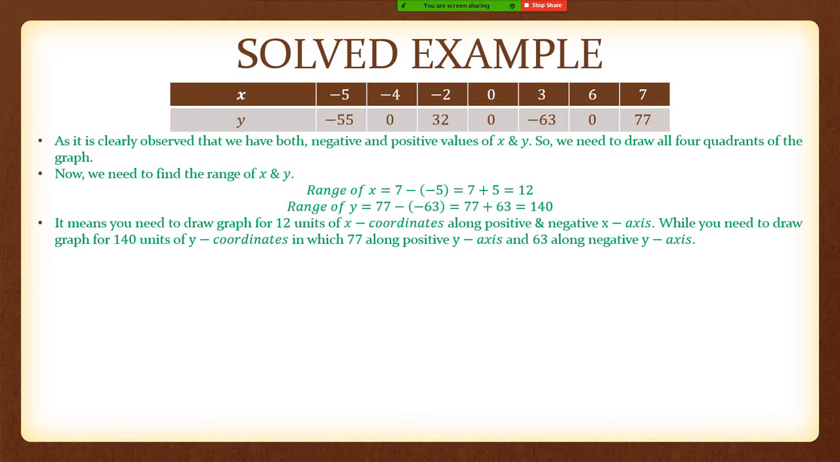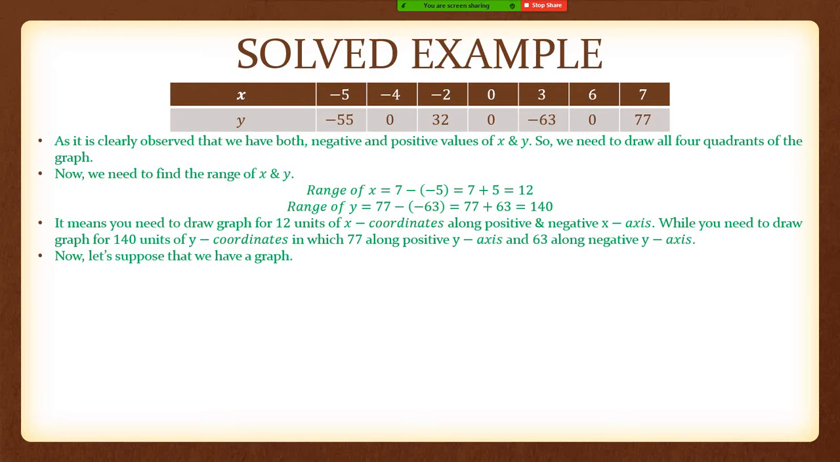Moving ahead. It means you need to draw a graph for 12 units of x coordinate along the positive and negative x-axis, while you need to draw a graph for 140 units of y coordinates, in which 77 are along the positive y-axis and 63 along the negative y-axis. So moving ahead.